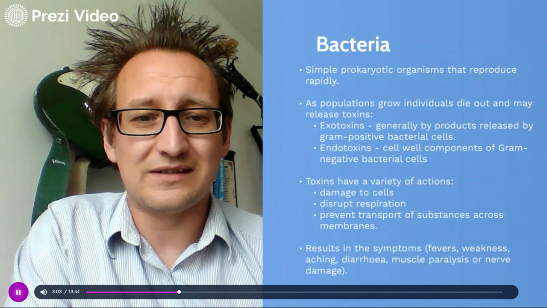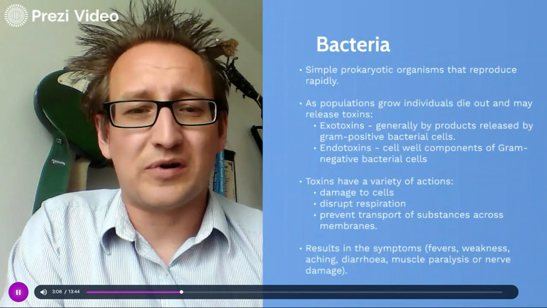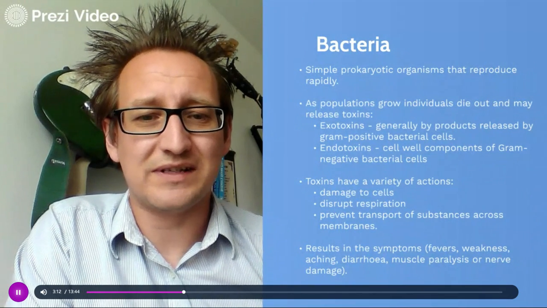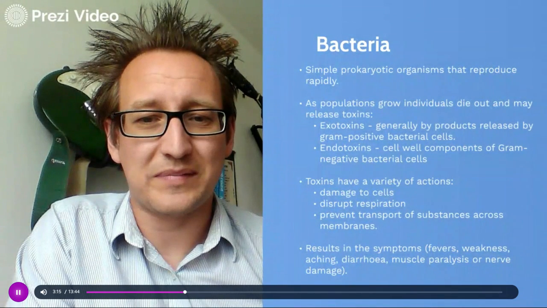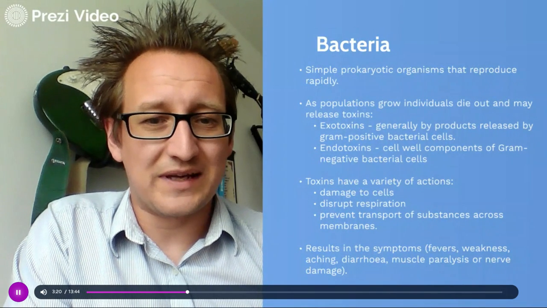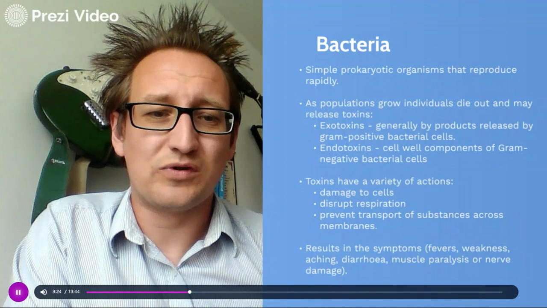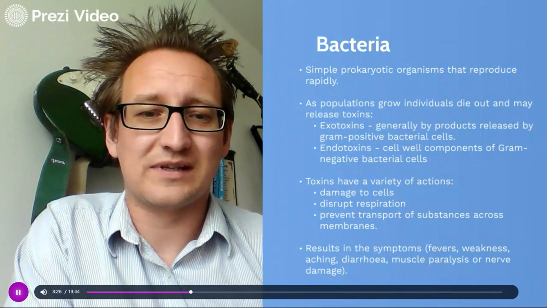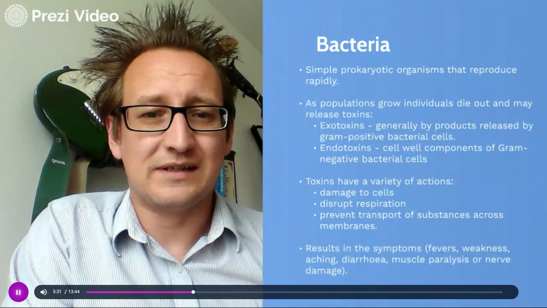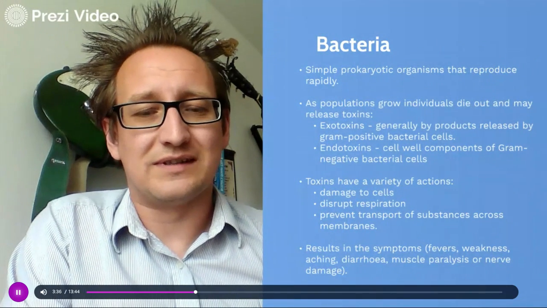Sometimes these are toxins that are released from inside the cell, so they may be waste products of other processes, byproducts if you like. These are what we call exotoxins, and these are generally released by gram-positive bacterial cells. These toxins may then influence other processes, which we'll talk about in a minute. The other type is endotoxins. So endotoxins are cell wall components of generally gram-negative bacterial cells. Now, as the cells die and are broken apart by a process called lysis, what this leads to is endotoxins being released into the tissue.